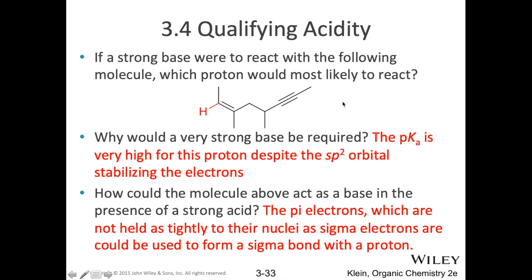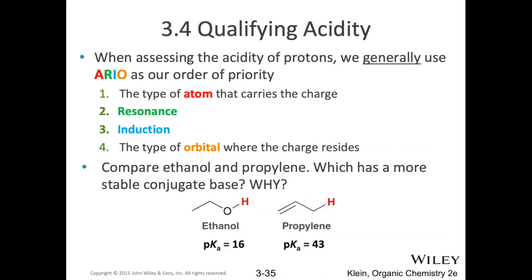So, for example, your pi electrons could be opened up to form sigma bonds, and therefore can pick up protons that way. All right. We will probably talk more about that in later chapters too, and we'll see examples of mechanisms that use that step, especially when we start looking at addition reactions later on in this semester.